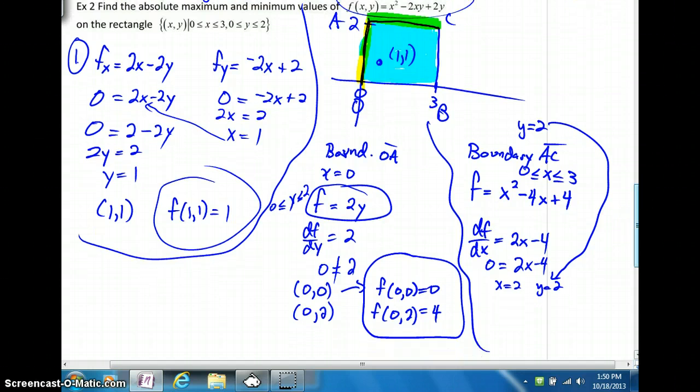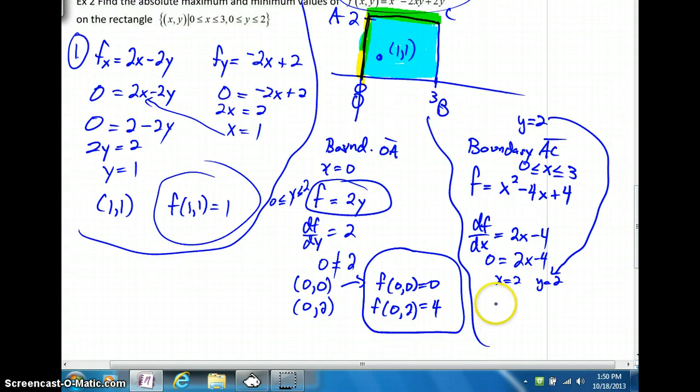So do you know what we really have? We have our endpoints on segment AC. We've got (0, 2). We also have this point in the middle, (2, 2), on that green segment. And then don't forget we've got (3, 2) as well.